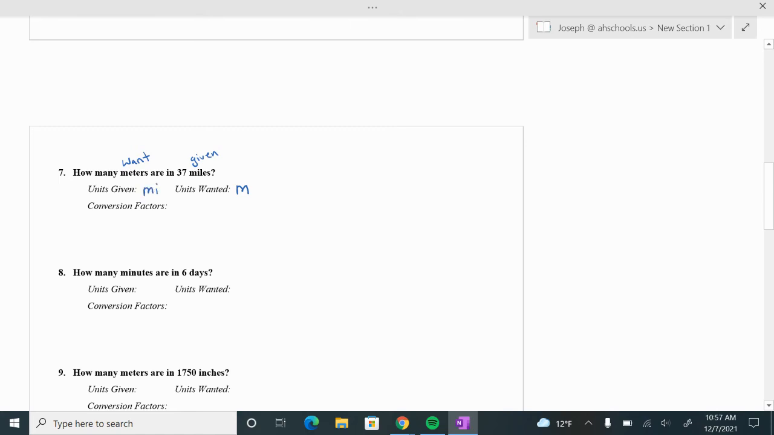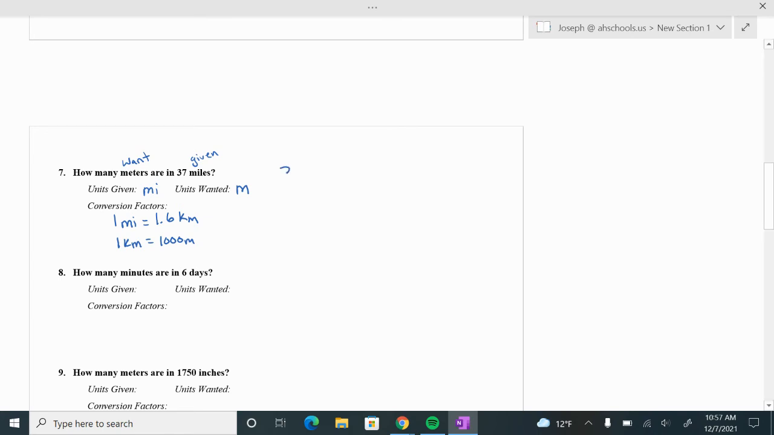If you check your conversion factors, you'll notice that there isn't a straight conversion from miles to meters. So we're going to have to use two different conversion factors to get there. The ones I like to use: I know that 1 mile is equal to 1.6 kilometers, and then I know that 1 kilometer is equal to 1,000 meters. Now I will end up using those two conversion factors to solve for my answer.